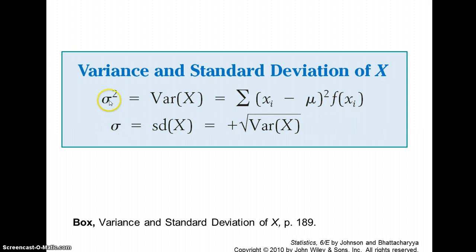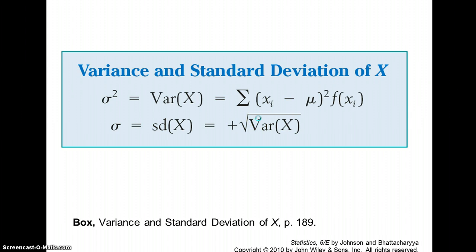And again, the symbol we use for population variance is sigma squared. So not s squared. S squared is the sample variance. So sigma squared is the population variance for the entire population, not for a sample. And the standard deviation, so this is the population standard deviation. Again, that's the same. You take the square root of the variance, the population variance.